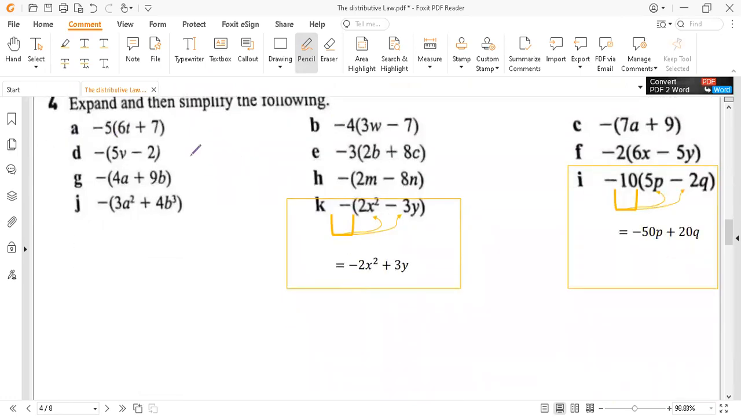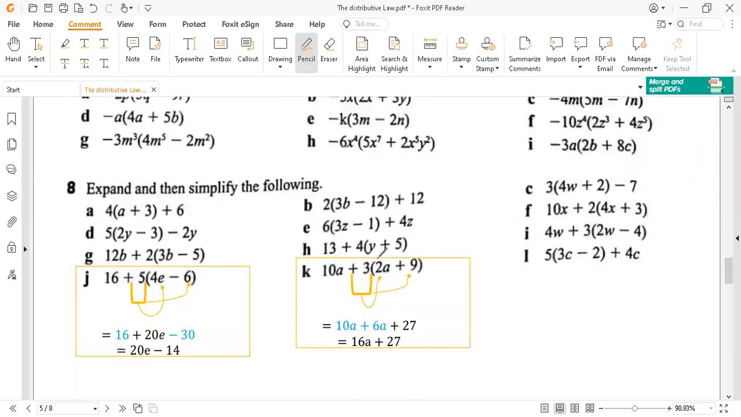Let's expand another example. A minus and a plus gives a minus 2x cubed. The minus and minus gives a plus 3y. Also minus and minus gives a minus 10 times 5, which is 15p. And minus times minus gives a plus 10 times 2, 20q. We don't have a pronumeral here, we have a pronumeral here, so it is a q.